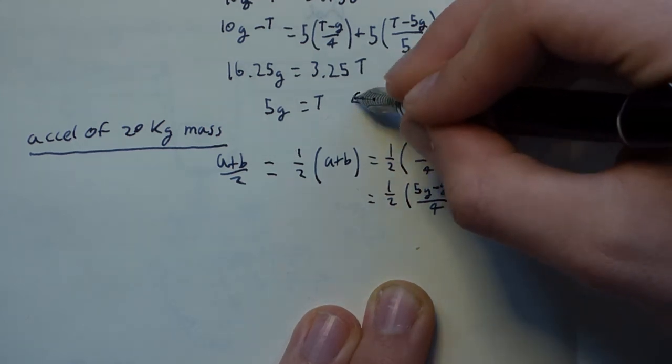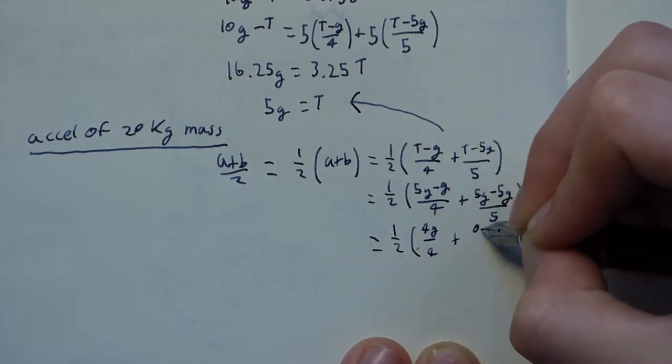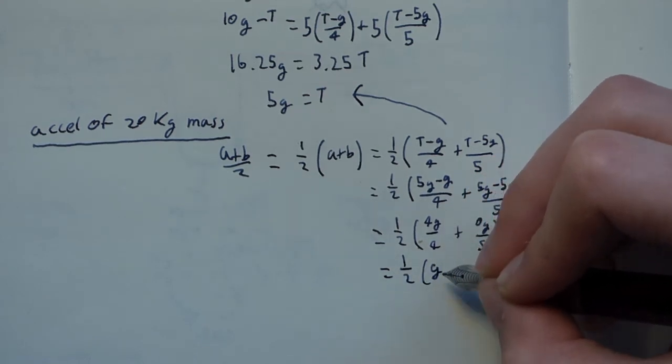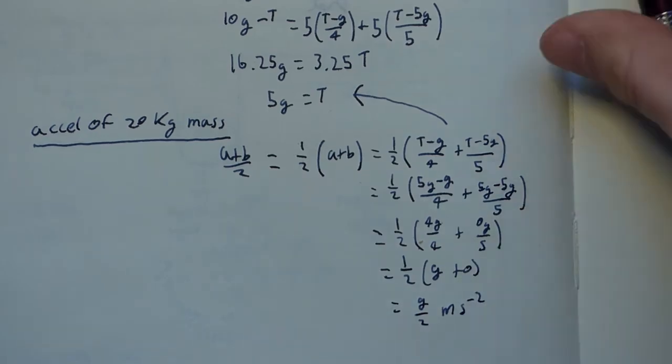So you've got a half of 4g over 4 and a half of 0g over 5 once you do the algebra, do the addition. So you've got a half of g plus 0, which is just equal to g over 2 meters per second squared. Grand.